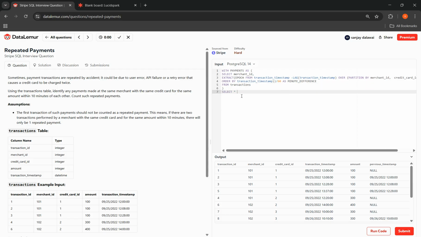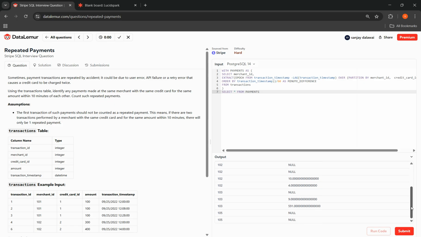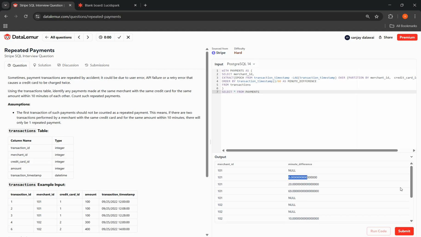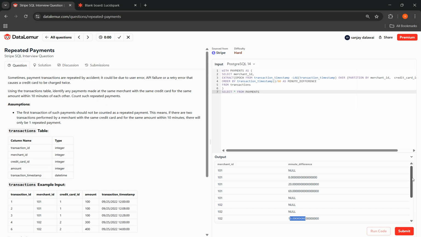So let me see the payments, whether it is correct or not. So we are getting, see here the minute difference is, for example, 8, and here manually we can count also: 1, 2, 3, 4. So there are 4 transactions which are done within the span of 10 minutes with the same merchant ID, credit card ID, and the amount.